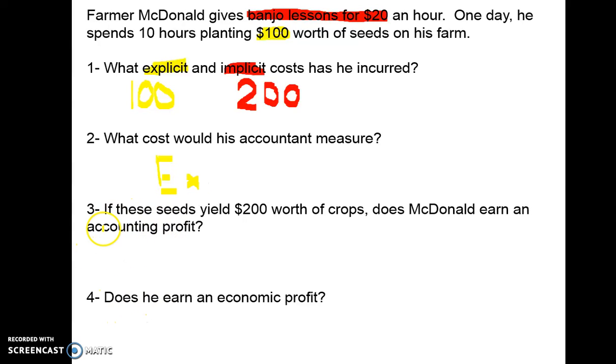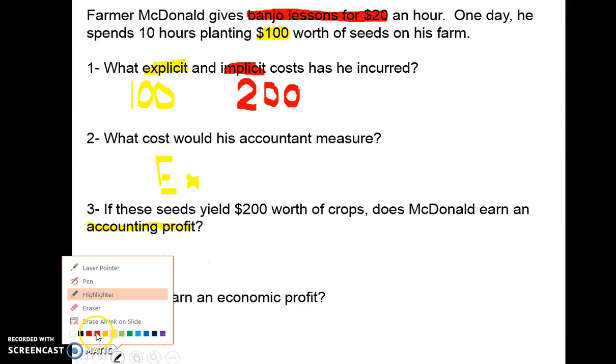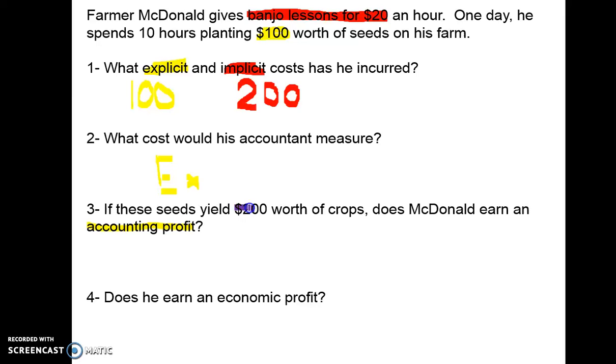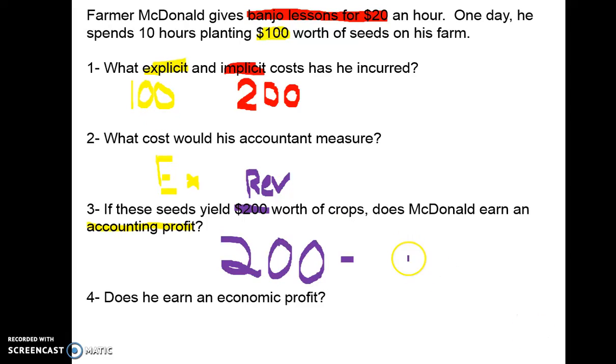Now, for his accounting profit, accountants only worry about the explicit. So, the 200 here is something new. The 200, I'll go like this, this is my revenue. So if I'm trying to find my profit, I got to take 200, and I'm going to subtract my explicit cost. So that's going to be 100. 200 minus 100 is 100.